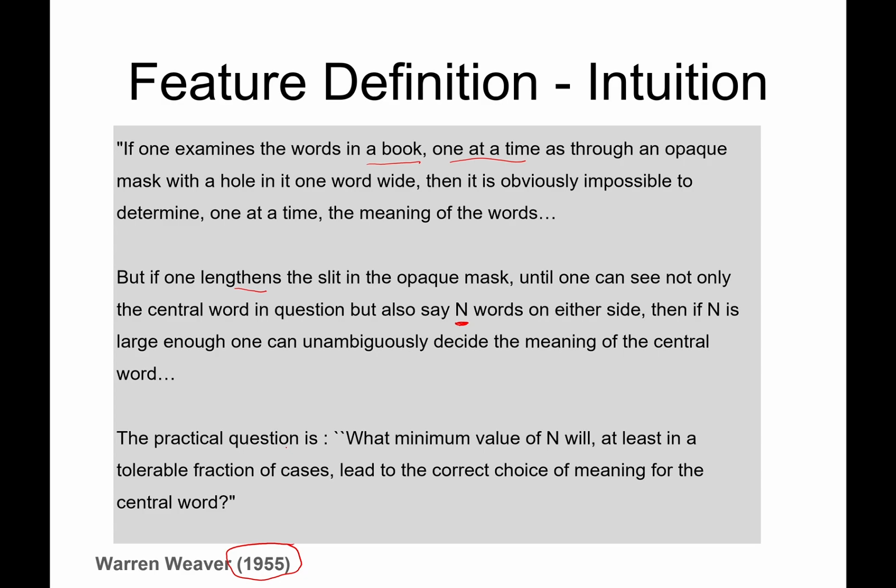And then he follows up and says, well, the practical question is, what minimum value of n will, in at least a tolerable fraction of cases, lead to the correct choice of the meaning for the central word? And this is what we're going to use for our features. Here is the target word, and if I look it up in WordNet, I'm going to find, for example, let's say 10 possible synsets. Now I'm going to examine the context, n words before and n words after, and I'm going to train a classifier, trying n equals 1, 2, 3, 4, 5, and I'm going to empirically decide which one gives me the best results.